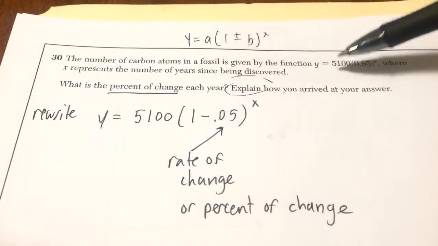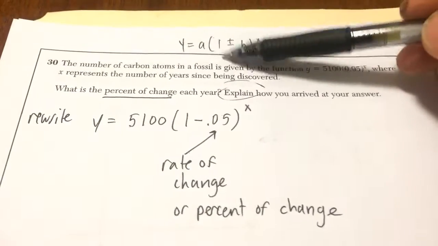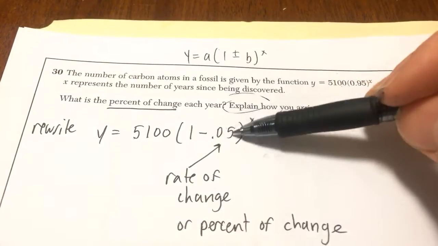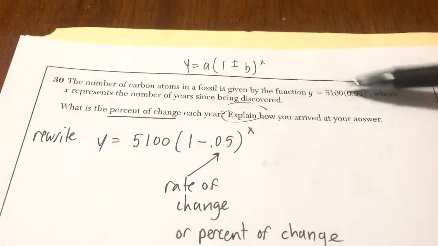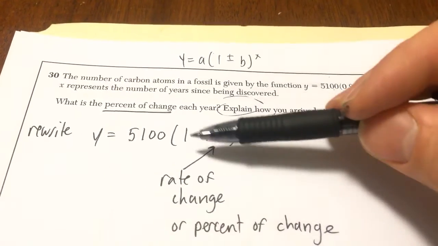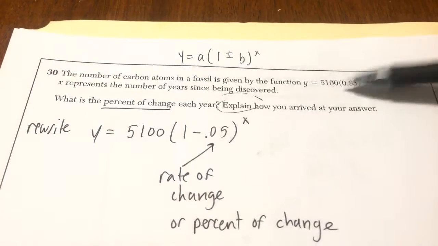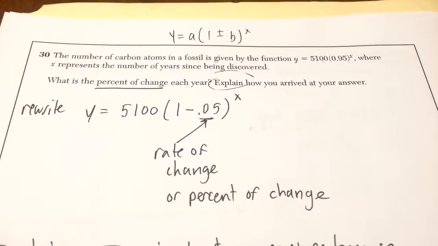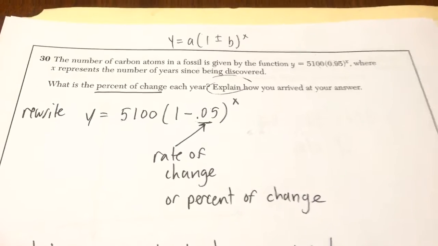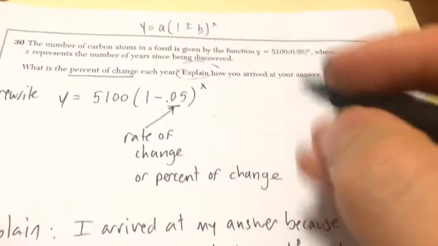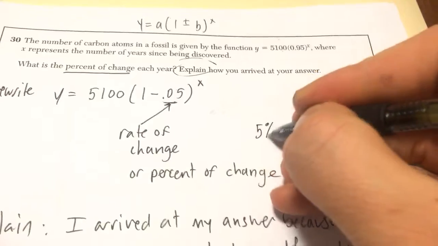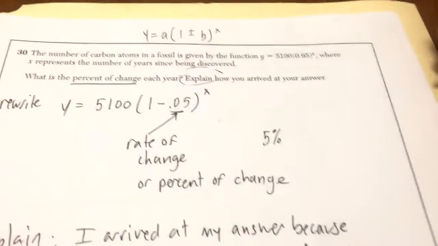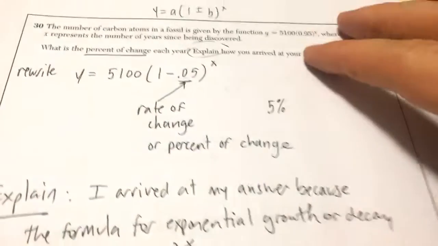Now, I rewrote this as basically this. My starting amount is 5,100. Since it's 1 plus or minus something, 1 minus what gives you 0.95? Well, 1 minus 0.05 gives you 0.95. So therefore, this value is the rate of change. Your answer would be 5%, however, because you need to convert that back to percent because they're asking for a percent of change.